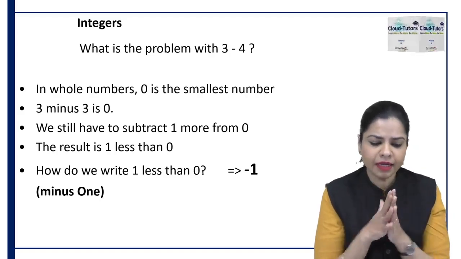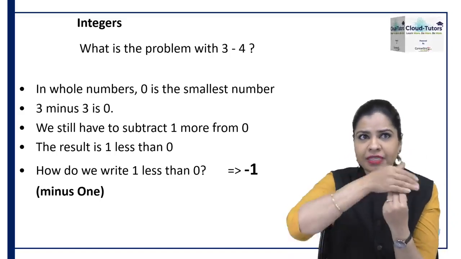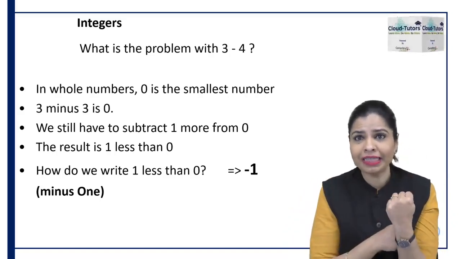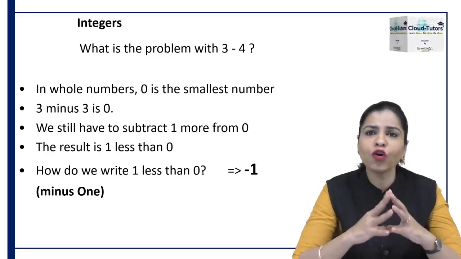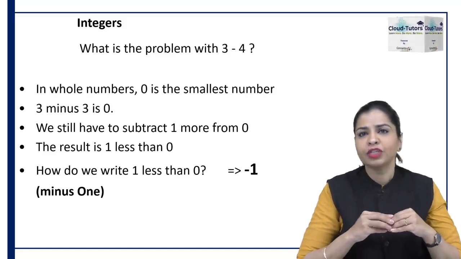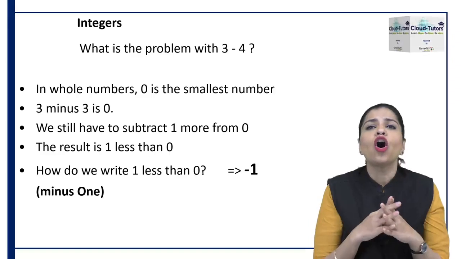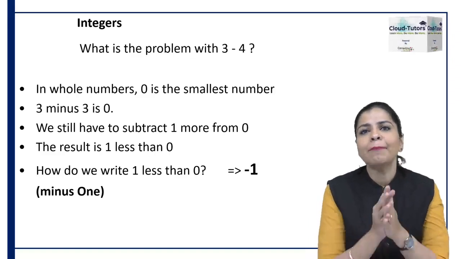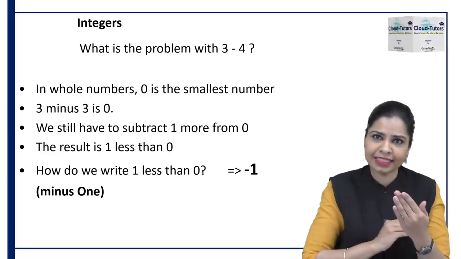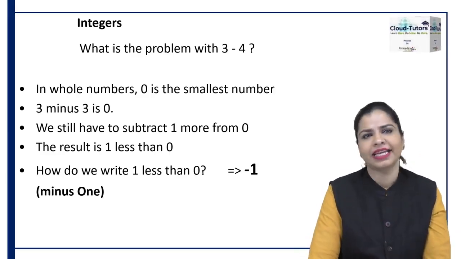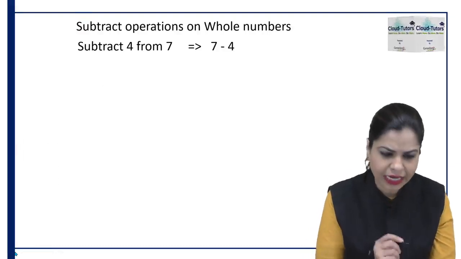So what do we do? I have 3. So first I will subtract 3. What am I left with? Nothing. Nothing means 0. So now from 0 you have to remove one more. So what is the result? 1 less than 0, or I can say it is minus 1 or negative 1. So 1 less than 0, right? So that is negative 1. Okay?